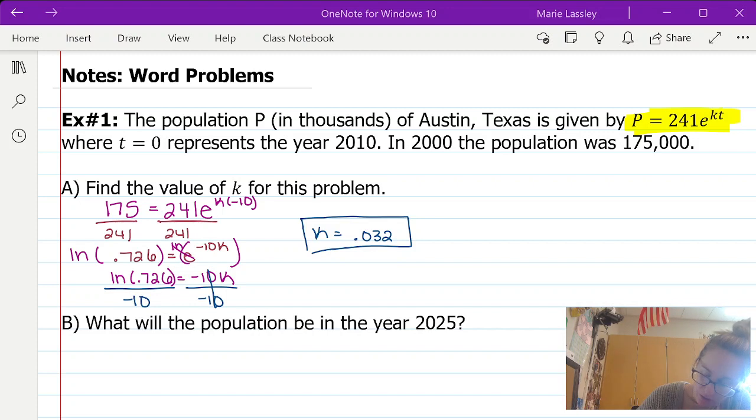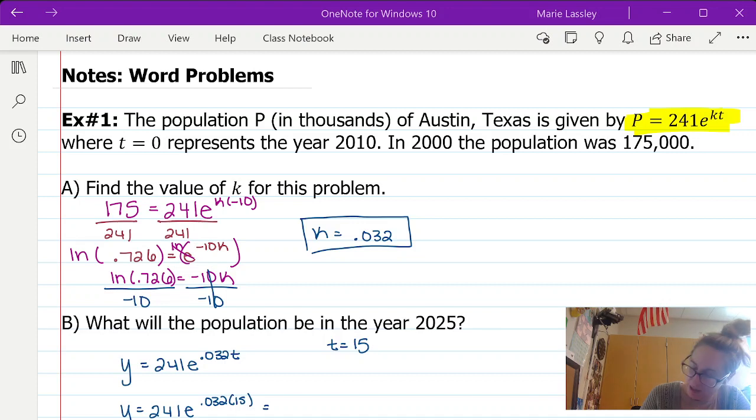So we have our general equation now. We know that our equation is 241 e to the 0.032 t. That's our general equation because we now know what k is. The year 2025. Our equation represents the year 2010, so we just want to do 2025 subtract 2010. That's a difference of 15 years. So we're looking for what it is when t is 15. So P equals 241 e to the 0.032 times 15.